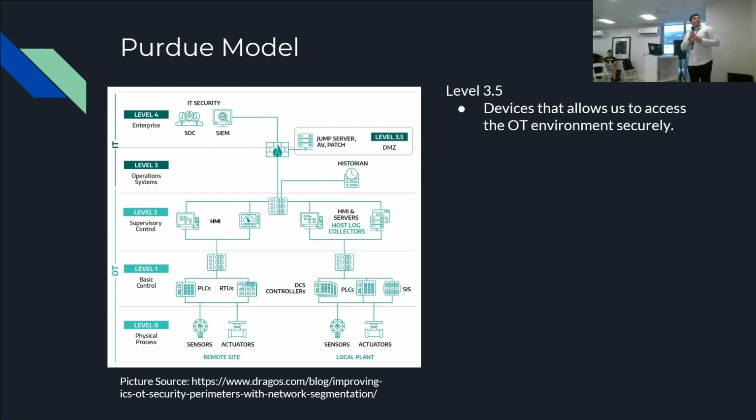And finally, level 3.5. Essentially, the OT environment hosts critical assets. Level 3.5 is the DMZ, which is the layer that is designed to contain the devices that allow us to safely access the OT environment. It's supposed to be a segregation from external networks. So this is a very critical part of the whole architecture, because this is essentially the gates to the kingdom. You don't want to hand the castle to the attackers.